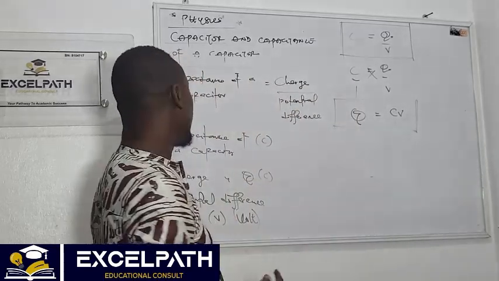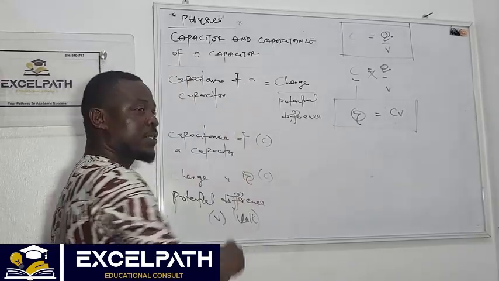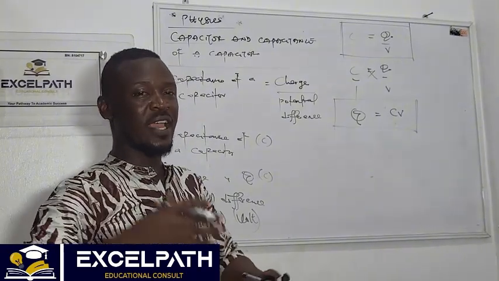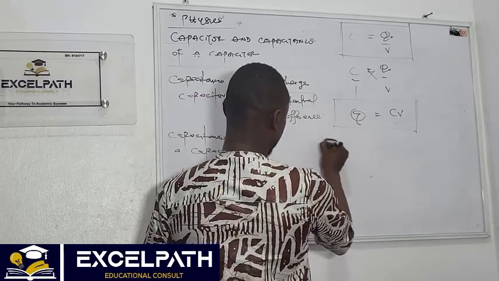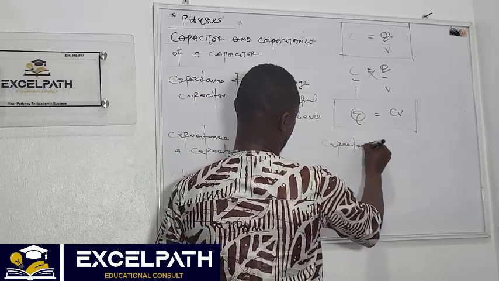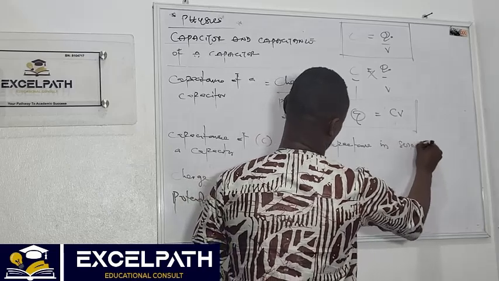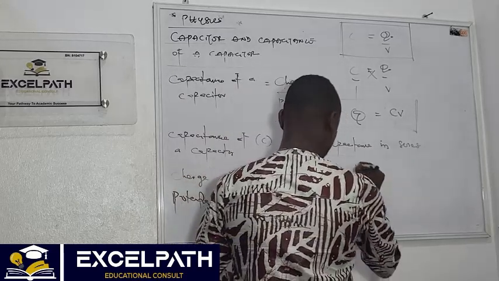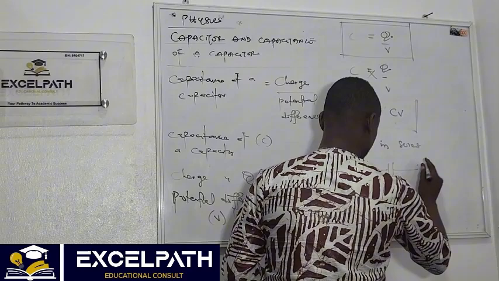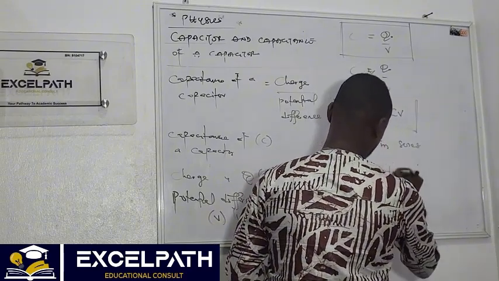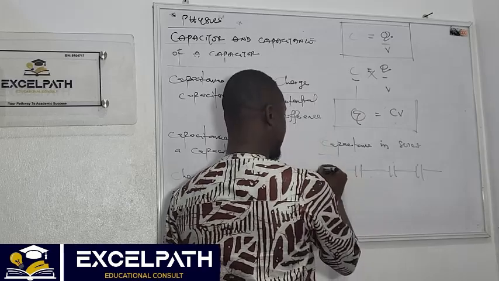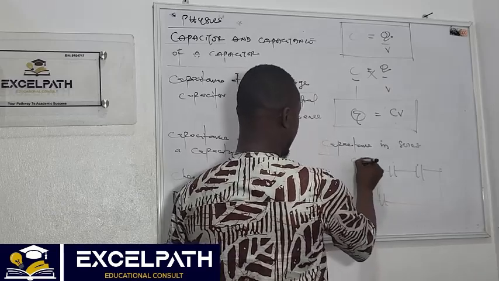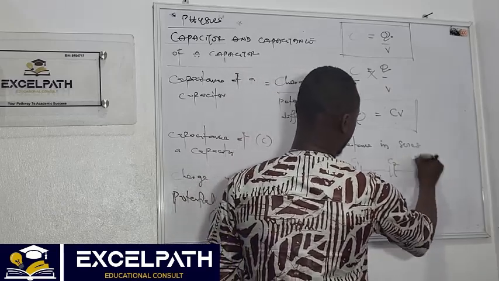Now, let's move further. This capacitance of a capacitor can be arranged in series, and it can also be arranged in parallel. But capacitance in series, for me to get capacitance in series, I'll have this diagram. Capacitance in series, which this is your C1, C2, and C3.